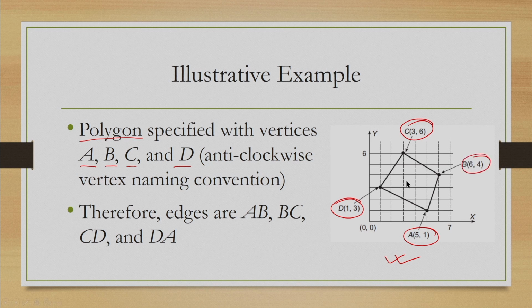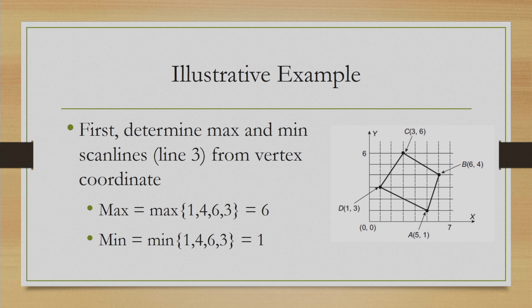Now, we followed an anti-clockwise vertex naming convention. So, there are 4 edges AB, BC, CD and DA. Now, first we determine the minimum and maximum extent of the scan lines. Here it is: 1 is the minimum as you can see here and 6 is the maximum scan line. This we determine as the first step.